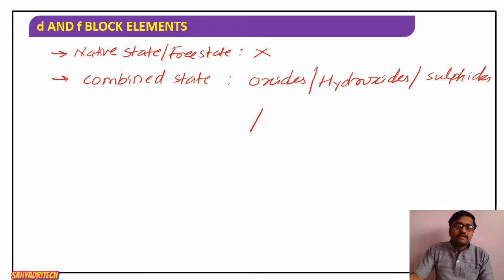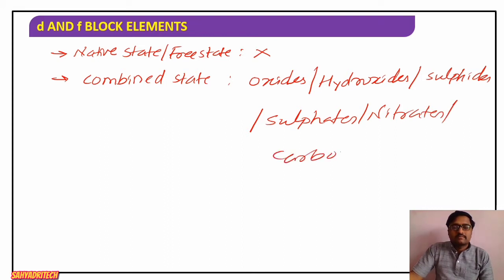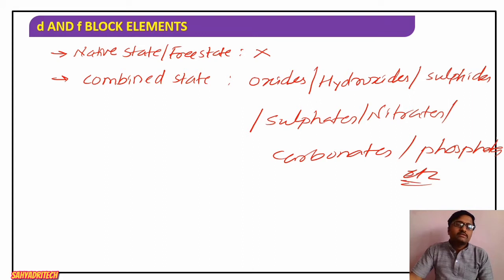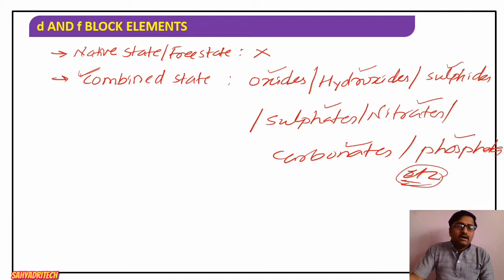It may occur in the form of oxides, hydroxides, sulfides, sulfates, nitrates, carbonates, or phosphates, and so on. Because of their highly reactive nature, almost all D block elements are always available in a combined state but not in their native state. Well, these are all combined states.